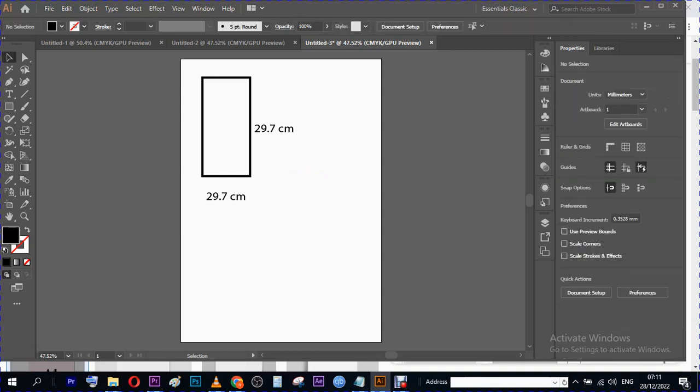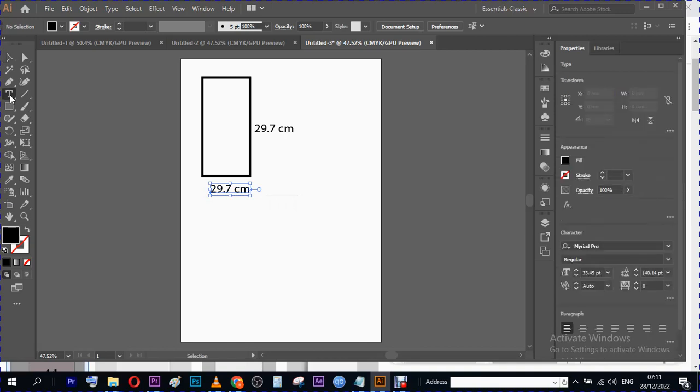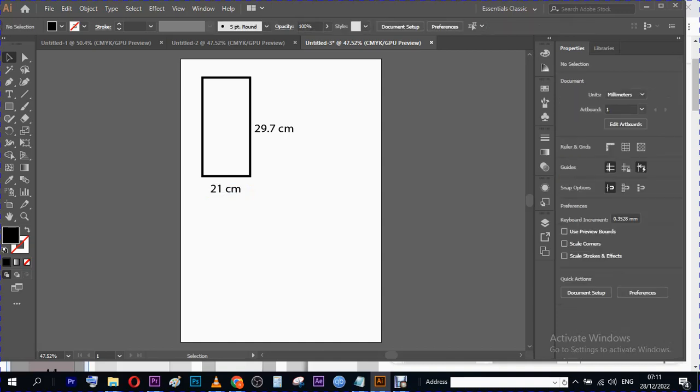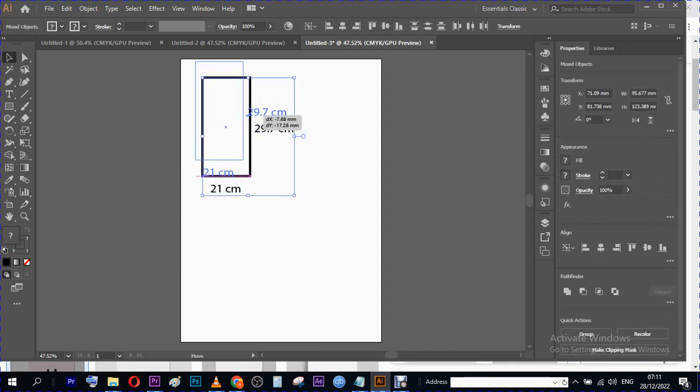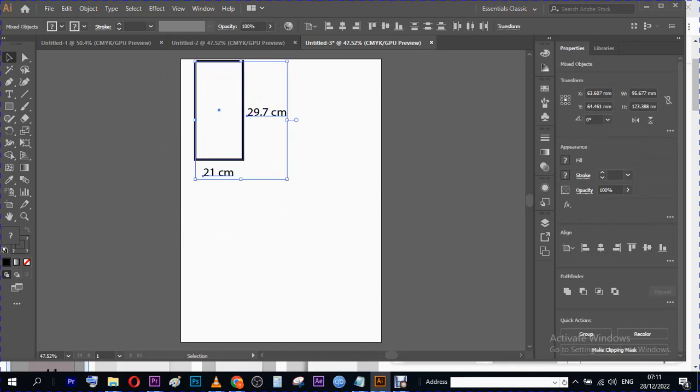I've deleted that. Now when we go back here, click our text, and this is 21 centimeters. So this is a portrait. If our design appears like that, it means it is a portrait. This canvas of mine is also in a portrait format. I want us to first understand this.